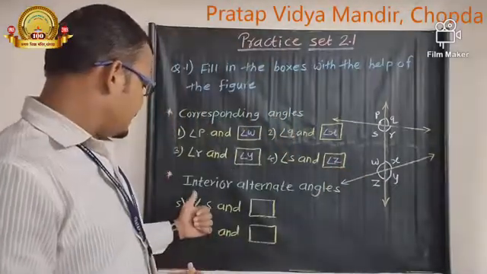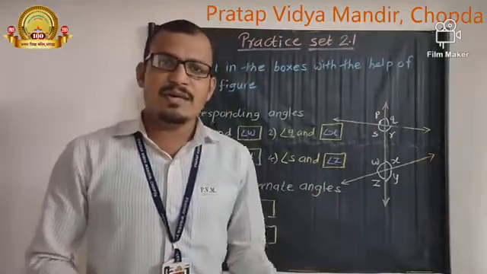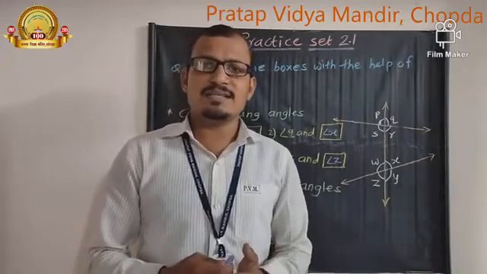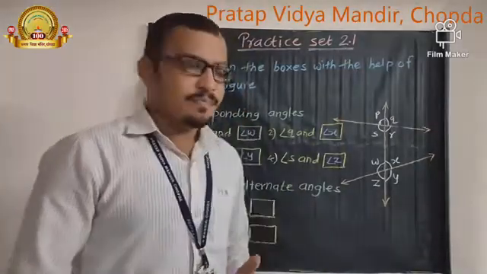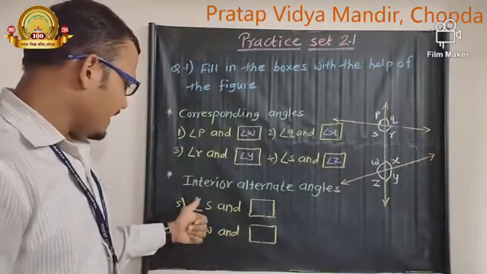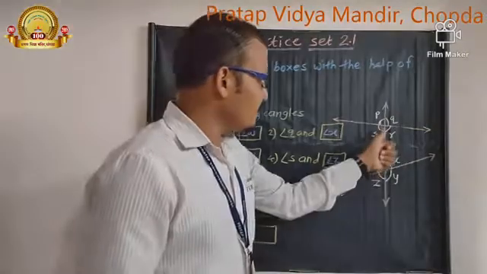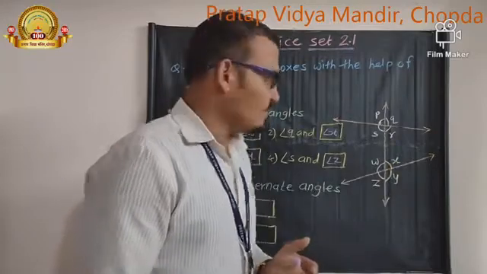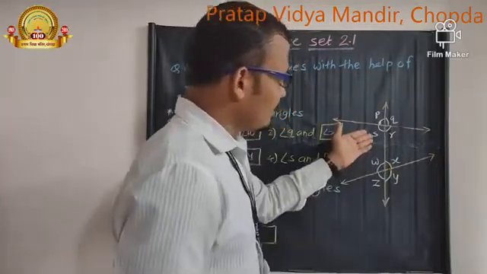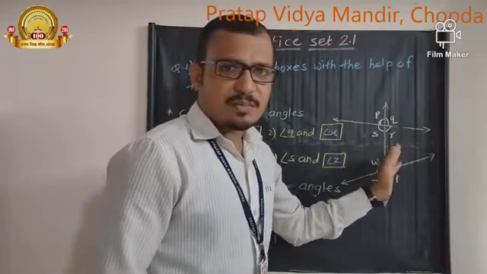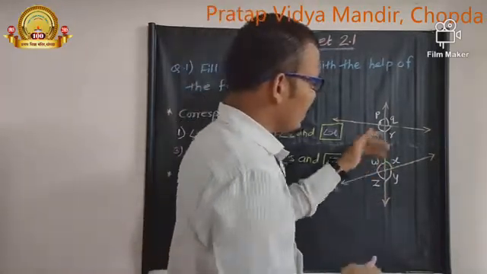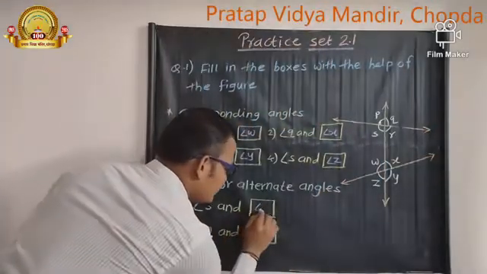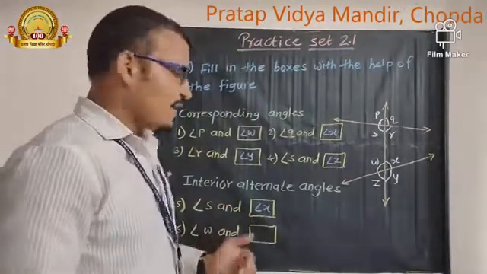Now the second one is interior alternate angles. What are interior alternate angles? The alternate angles which are inside the given lines are called interior alternate angles. So let us find the interior alternate angle of angle S. For angle S, the interior alternate angle is angle X. Why? Because angle S and angle X are on the opposite side of the transversal and both are inside the given lines. So angle X is the interior alternate angle of angle S.